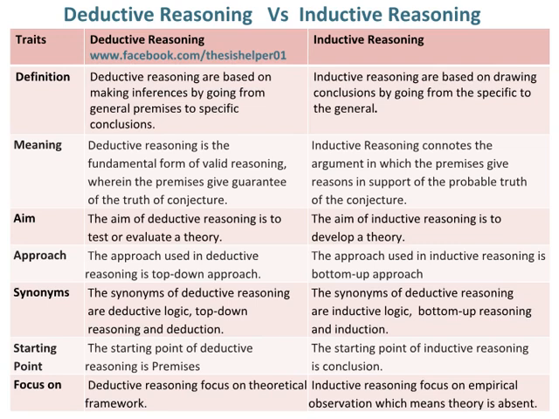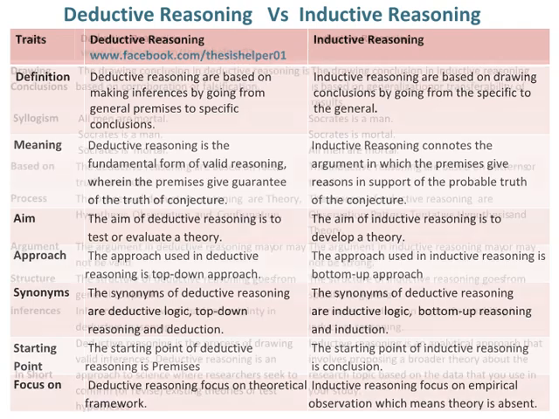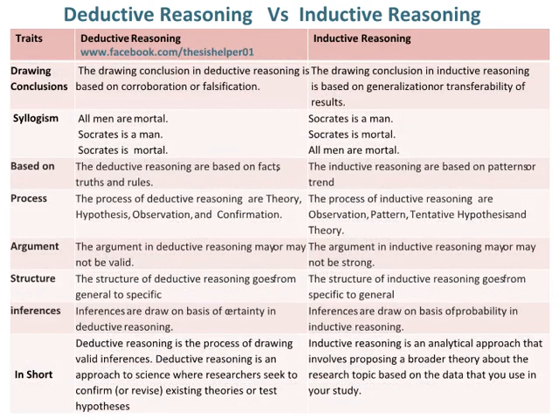The starting point of deductive reasoning is premises, whereas the starting point of inductive reasoning is conclusion. Deductive reasoning focuses on theoretical framework, whereas inductive reasoning focuses on empirical observation, which means theory is absent. The drawing of conclusions in deductive reasoning is based on corroboration or falsification, whereas in inductive reasoning it is based on generalization or transferability of results.